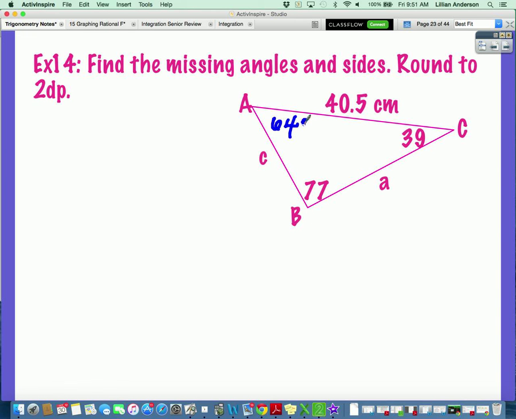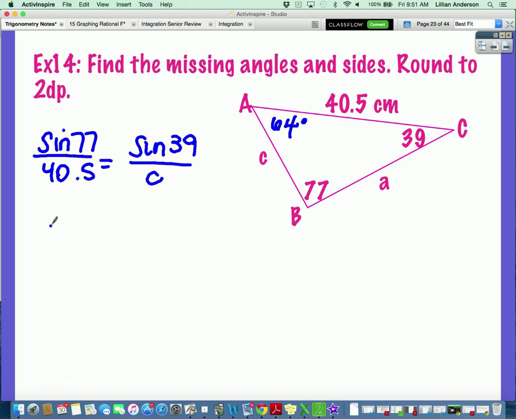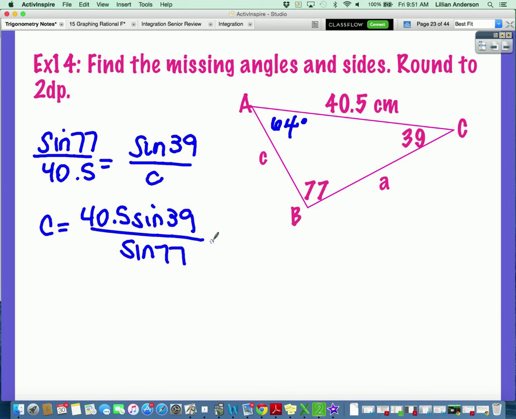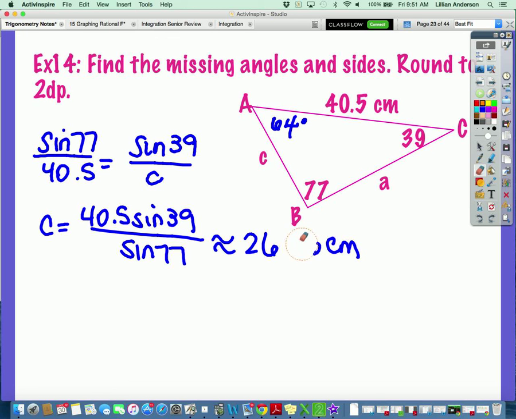So how did you set up to find side C? Sine 77 over 40.5 equals sine 39 over C. So in your calculator, you should have typed in 40.5 sine of 39 over the sine of 77, yes? And you got, to two decimal places, 26.36. Yes, because it's 26.15.